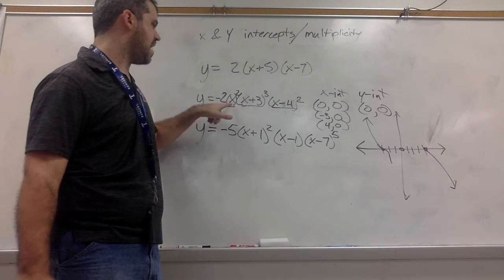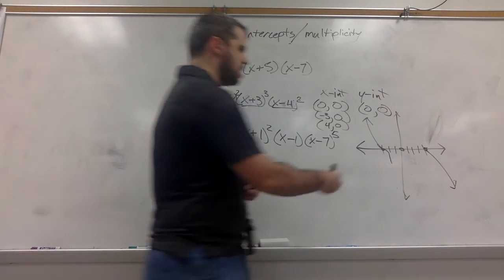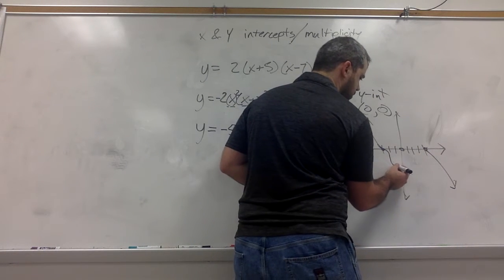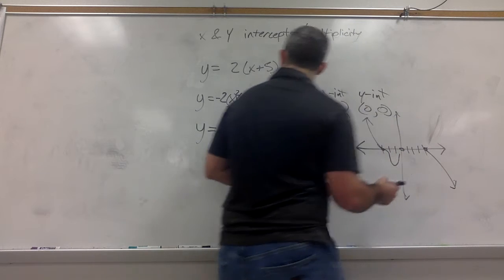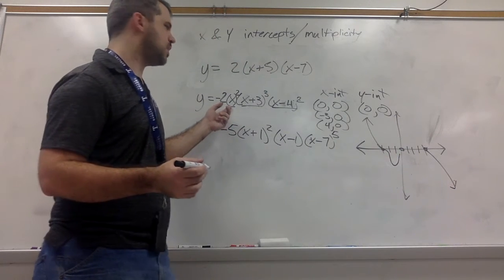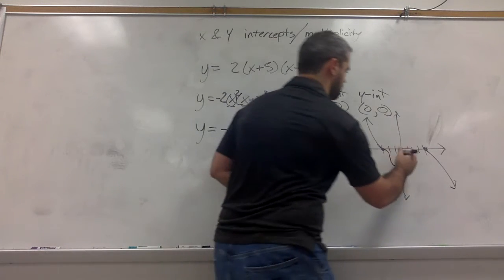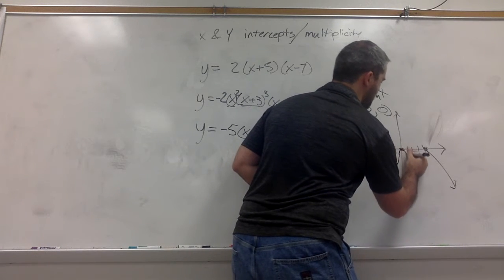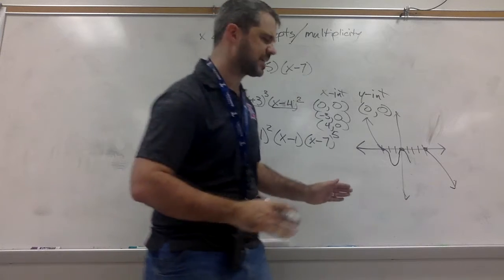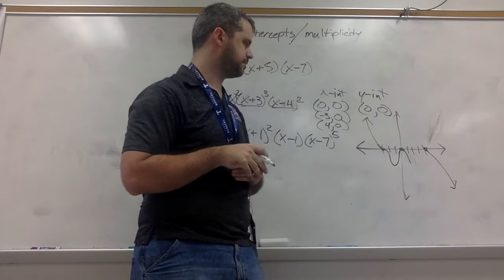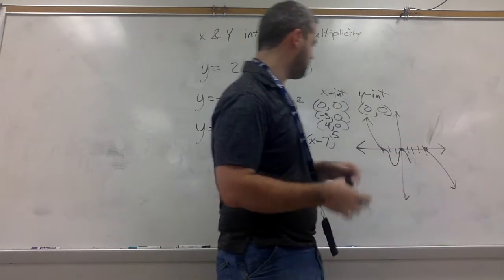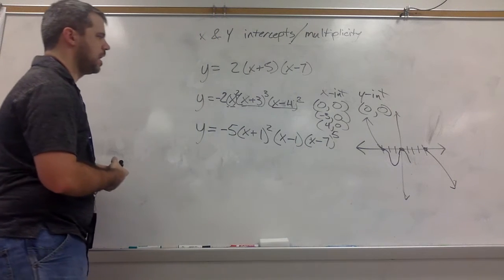And then at this one, it's squared. So we know it's got to turn around at some point. But instead of plowing straight through, if it's power 2 or 4 or 6, it's going to be a point of tangency. It's going to hit that and bounce off. Okay, so we have a point of tangency there.